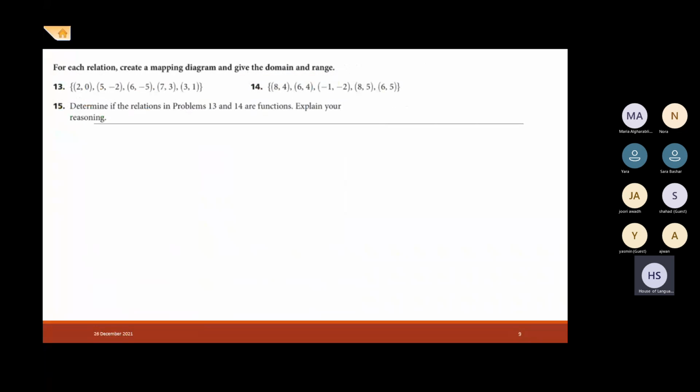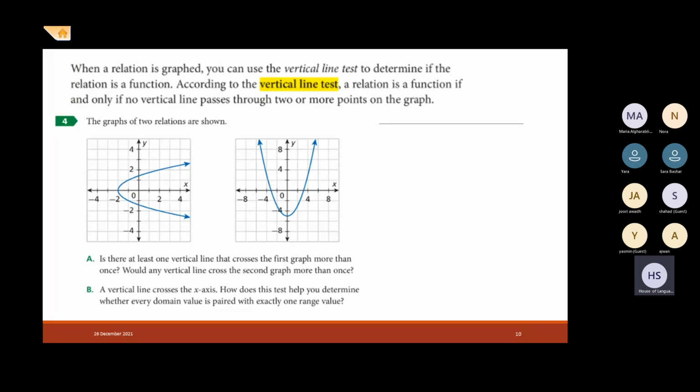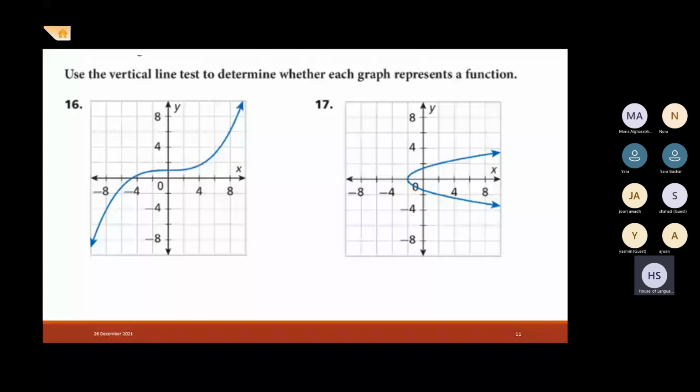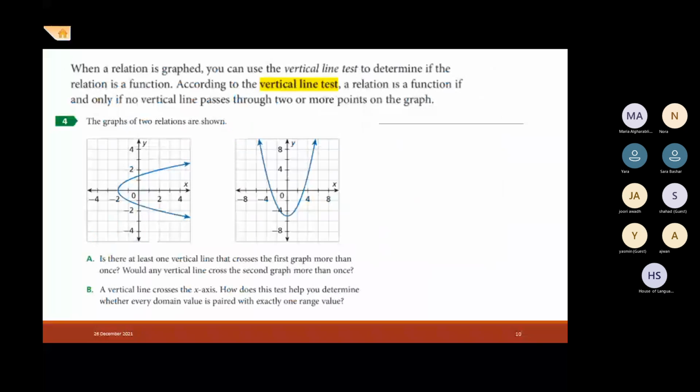If I have numbers, I can draw a mapping diagram to know if this is a function or not. If I have values in a table, I can know. But what can I do if we have graphing? How can I know if this graph is a function or not? How can I know from the graph if the first one is a function? The mathematicians use something we call the vertical line test.